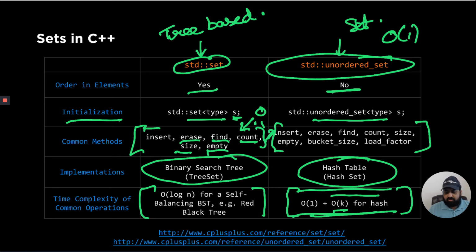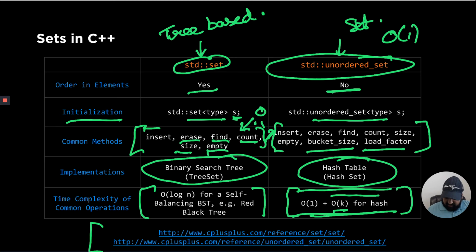Also, the unordered sets have some other methods that include bucket size and load factor. You won't be able to understand these methods right now, but once we start discussing hash tables, then you'll understand the true meaning of what a bucket size is and what a load factor is. So I'm not going to discuss it here, but I'm going to discuss that very soon in the upcoming video. And then we are going to visit these sets and maps again.